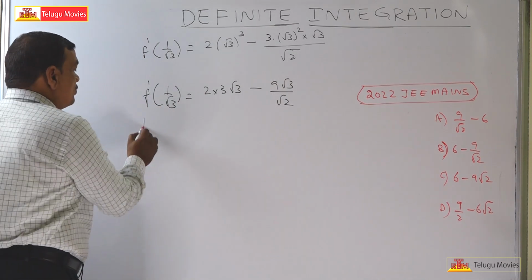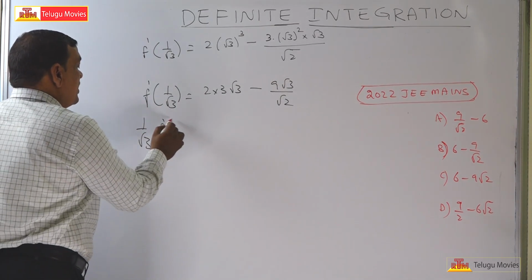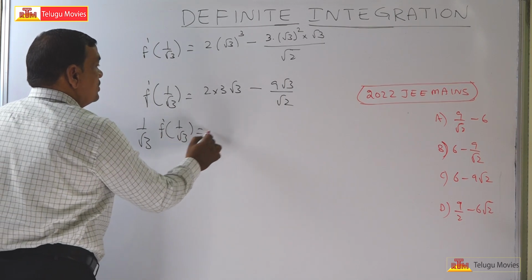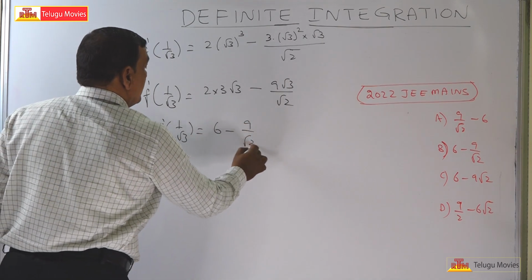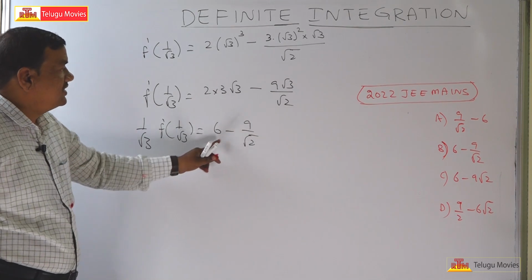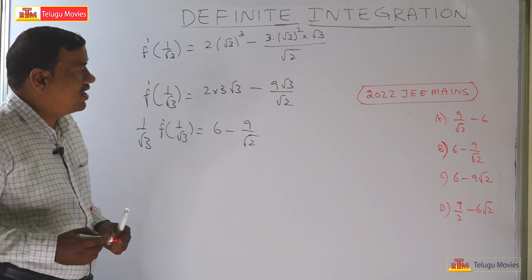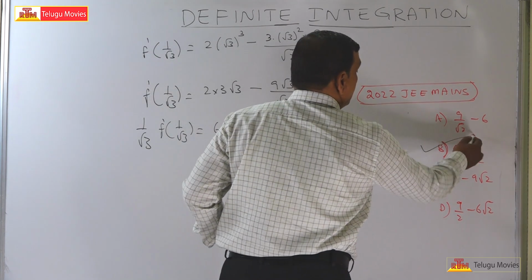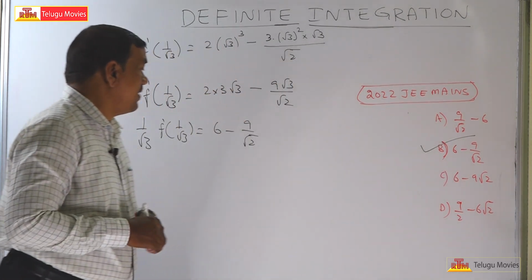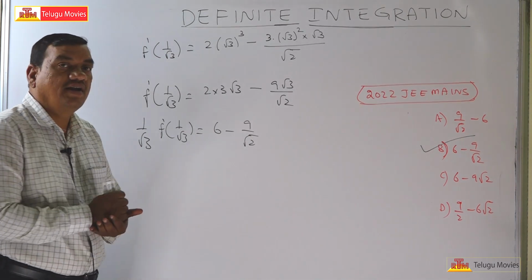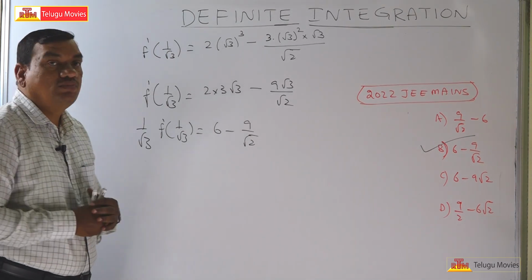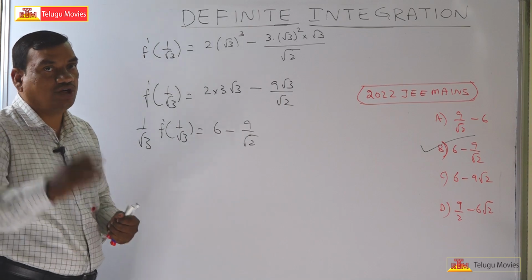Take root 3 common outside, we can write down here. So, f dash of 1 by root 3 is equal to 6 minus 9 by root 2. So, 2 3s are 6 minus 9 by root 2. So, your answer, 6 minus 9 by root 2, will be your final answer. Okay now. So, I hope that you understand this solution.